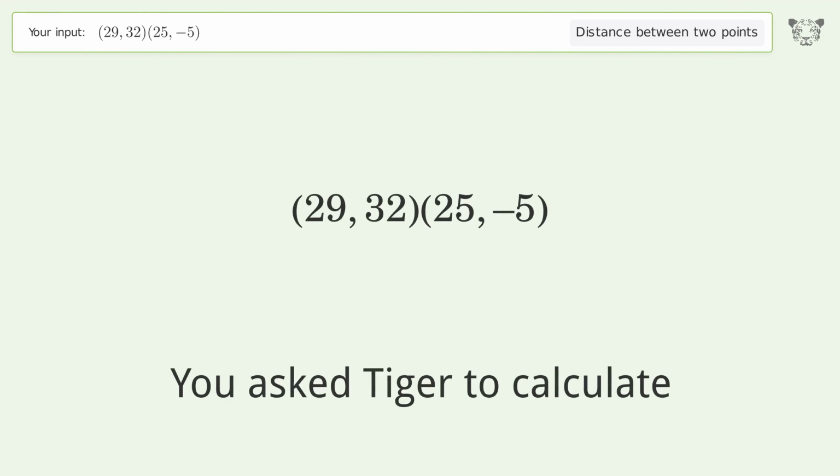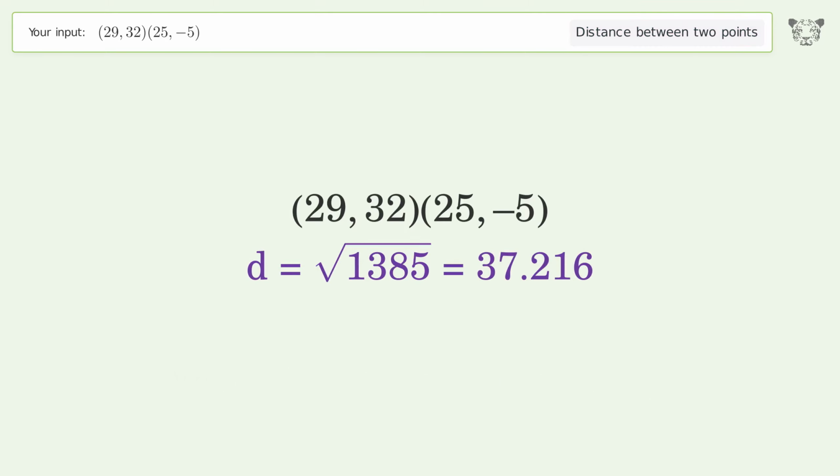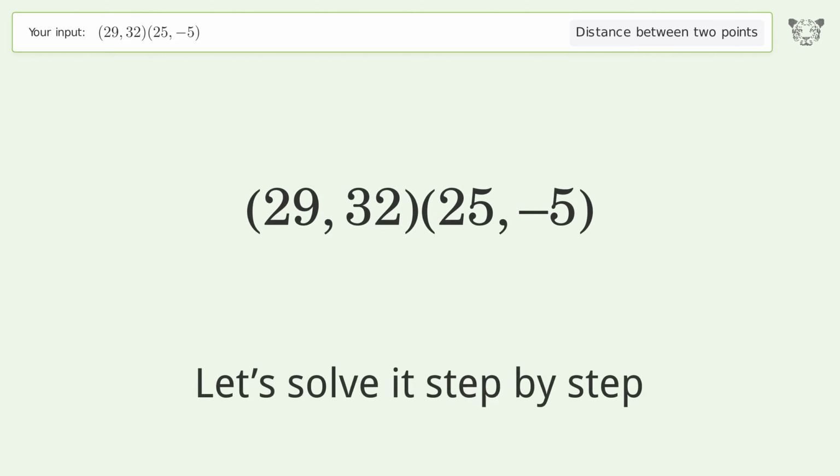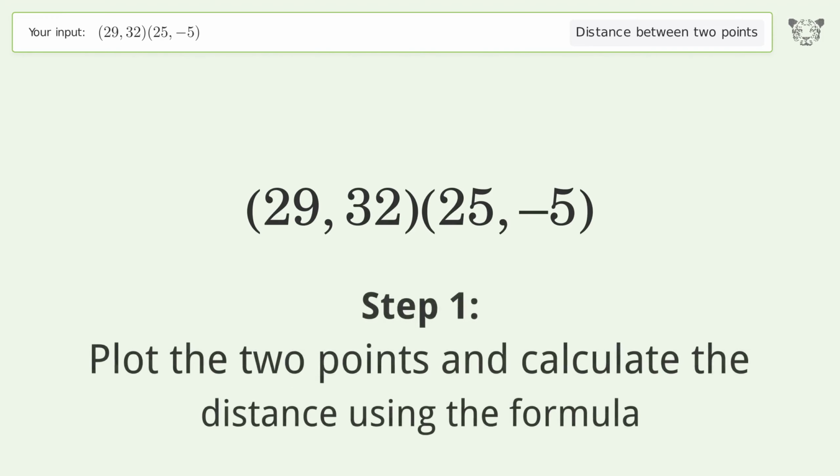You ask Tiger to calculate. This deals with the distance between 2 points. The distance between the 2 points is the square root of 1385, or 37.216. Let's solve it step by step. Plot the 2 points and calculate the distance using the formula.